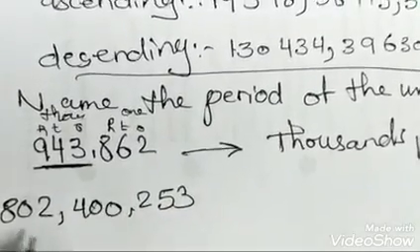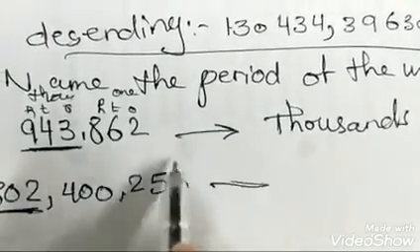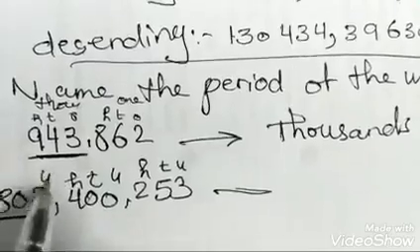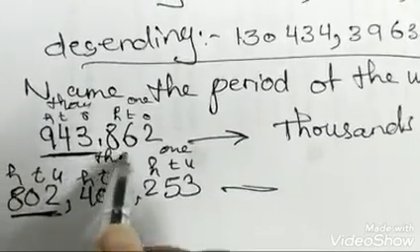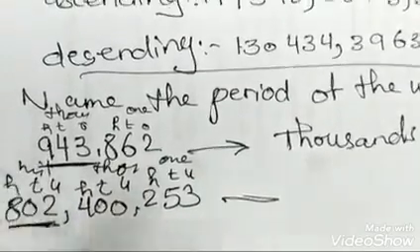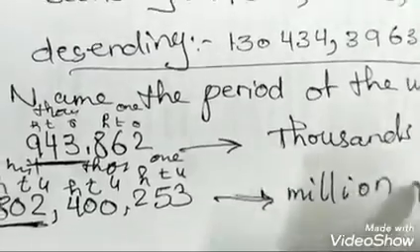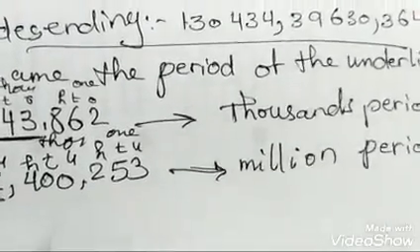Okay, then I have 802,400,253, and the underlined is 802 million. So units, tens, hundreds, units, tens, hundreds, units, tens, hundreds. This is ones, this is thousands, this is million. So this is the million period. Okay.